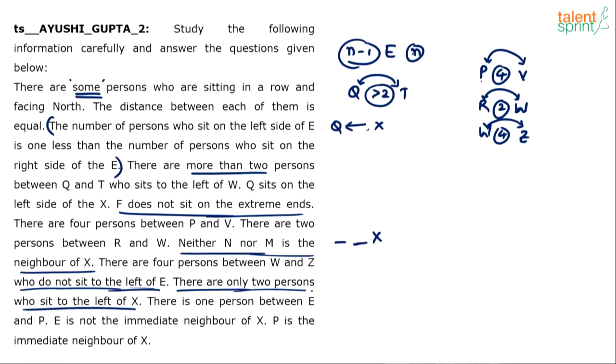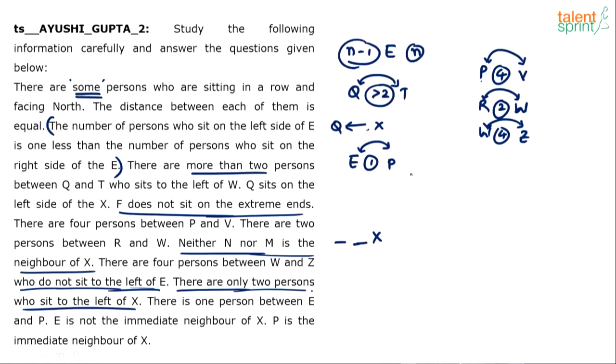So I can now start fitting these points, fixing these points in the arrangement here. There is 1 person between E and P. So between E and P, we will have 1 person. Again, E and P can interchange their positions.